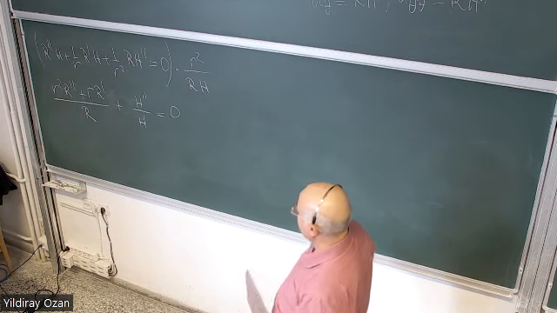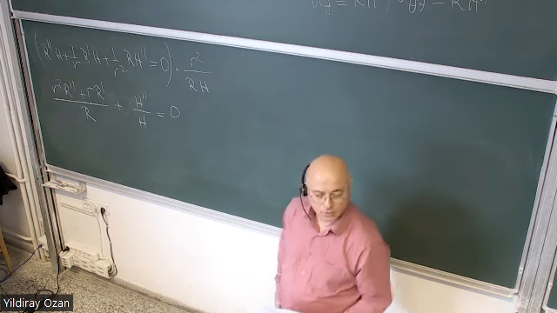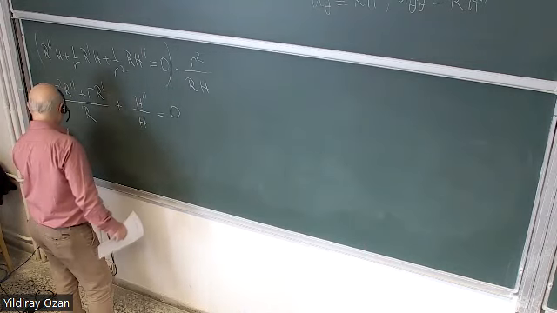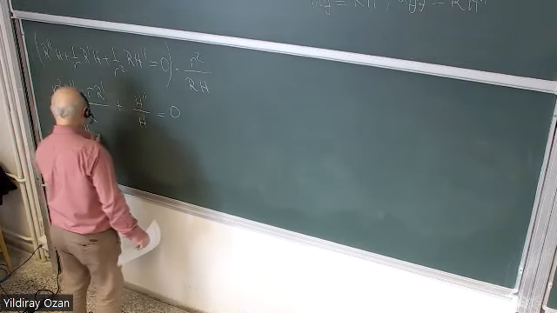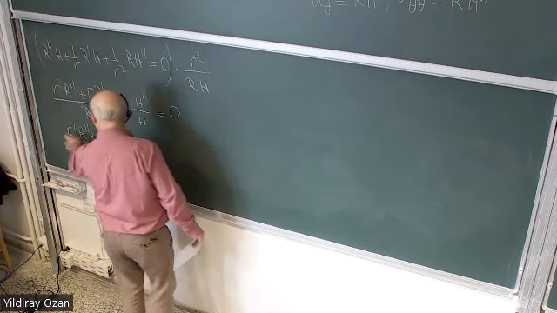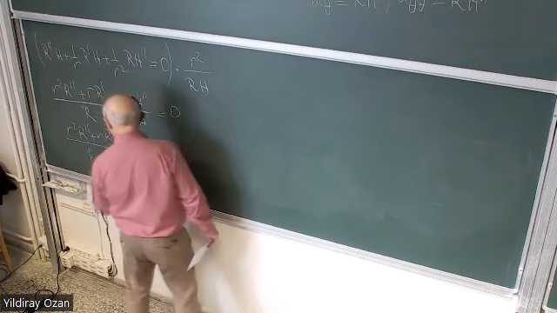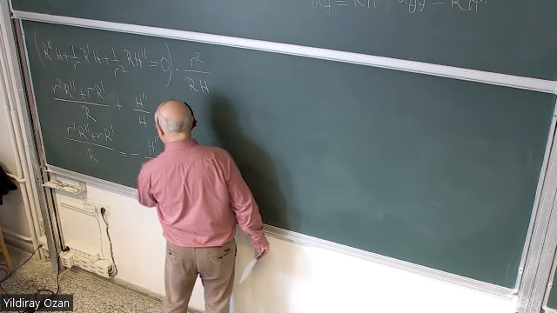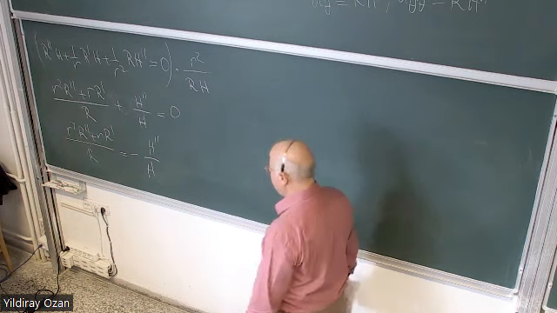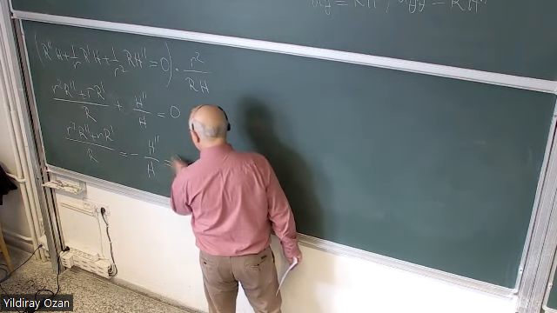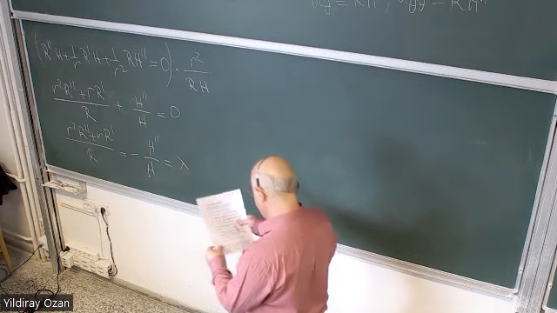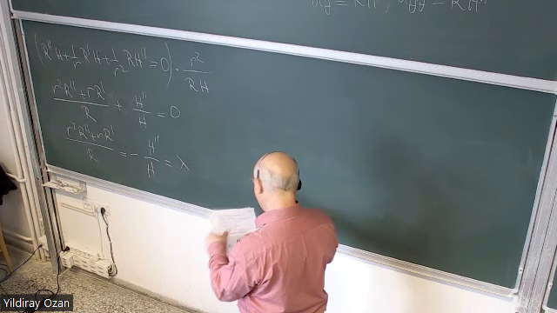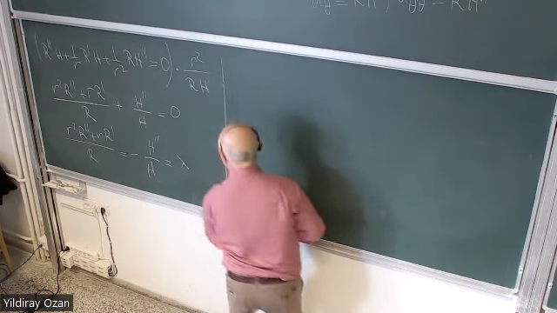Now we take this to the other side. We write this like this: r squared times R double prime plus r times R prime over R is equal to minus H double prime over H. And then we let this guy be lambda.